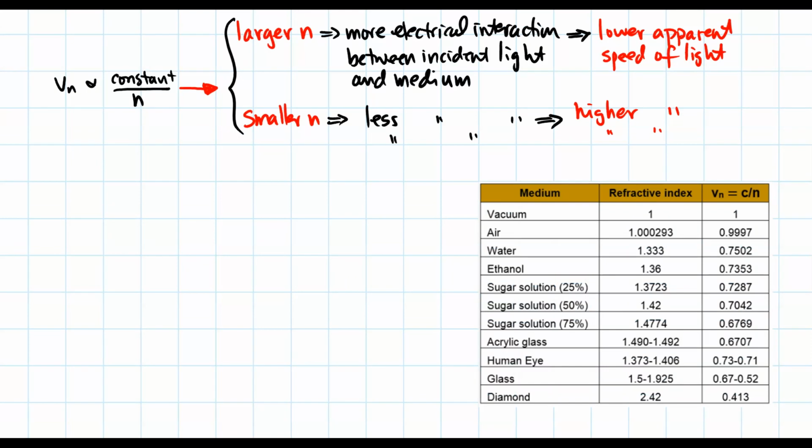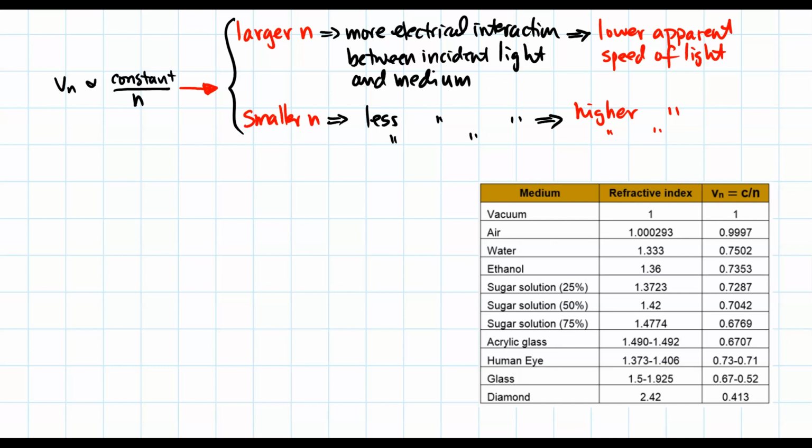If the speed of light in the medium is Vn, then this is proportional to 1 over the index of refraction. A larger index of refraction implies there's more electrical interaction between the incident light and the medium. As a consequence, there's a lower apparent speed of light. On the other hand, if I have a smaller index of refraction, but definitely greater than 1, then there's less electrical interaction between the incident light and the medium, and as a consequence, a higher apparent speed of light.